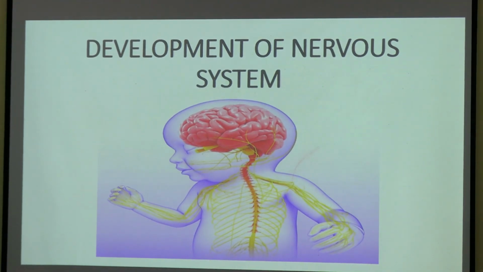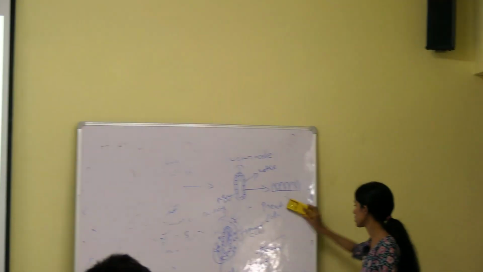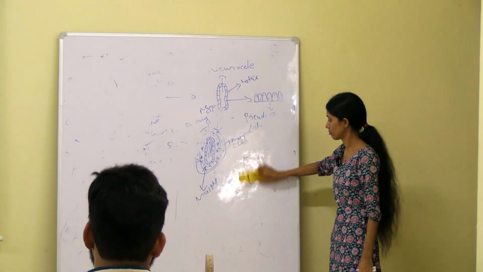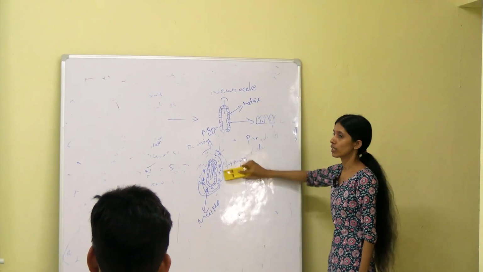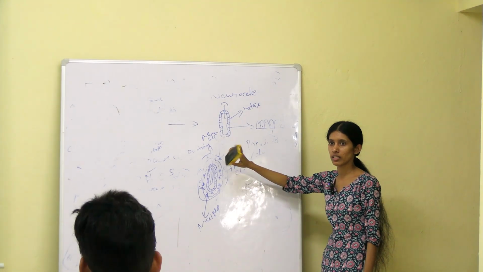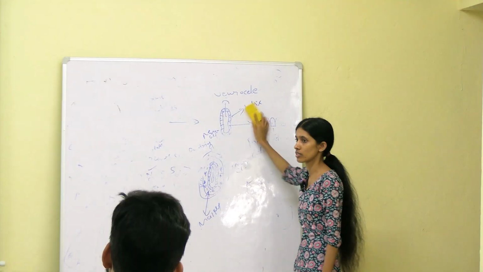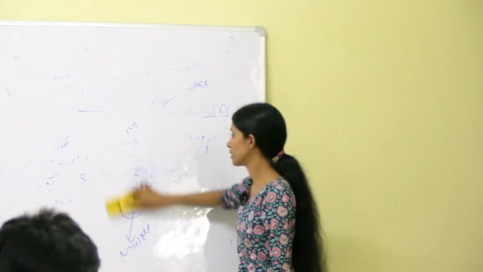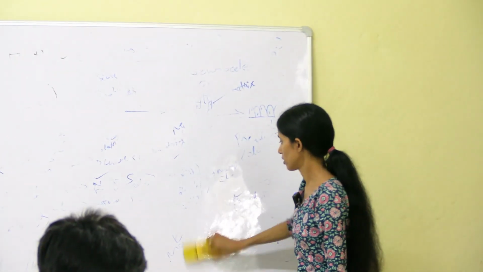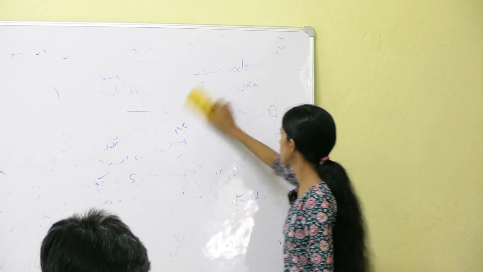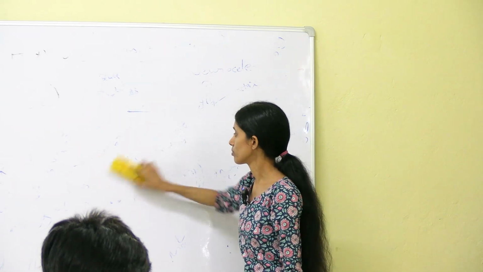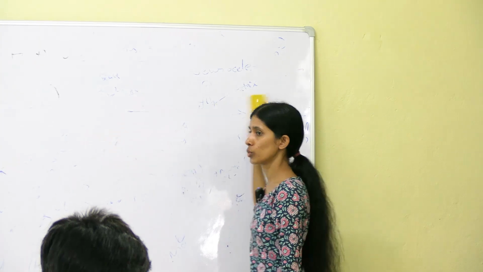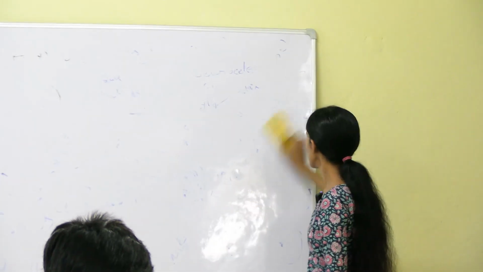In which week can we see the development of brain vesicles? Vesicles by the 4th week. So how many types of vesicles will we see? We have 2 types. What are those?